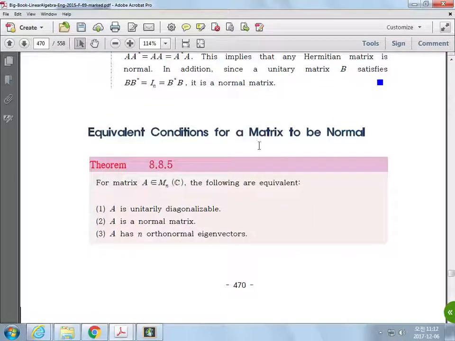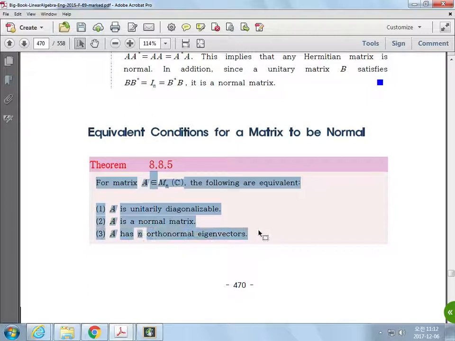An equivalent condition for a matrix to be normal. The following are equivalent for an n by n matrix A. First, A is unitarily diagonalizable, which is a property we like to have. Second, A is a normal matrix. They are if and only if. And A has n orthonormal eigenvectors. These are the equivalent conditions.